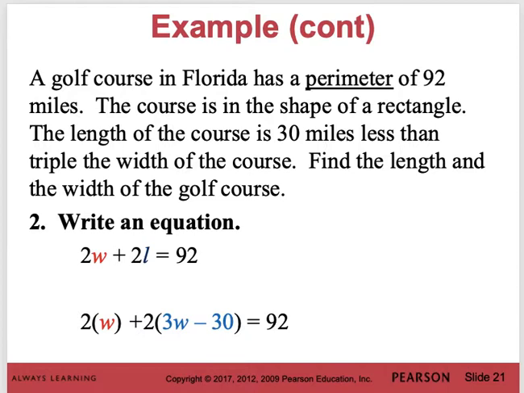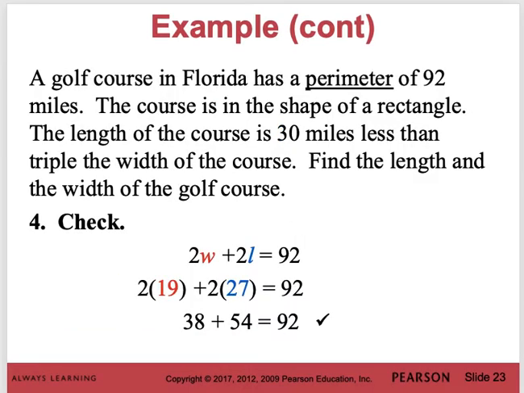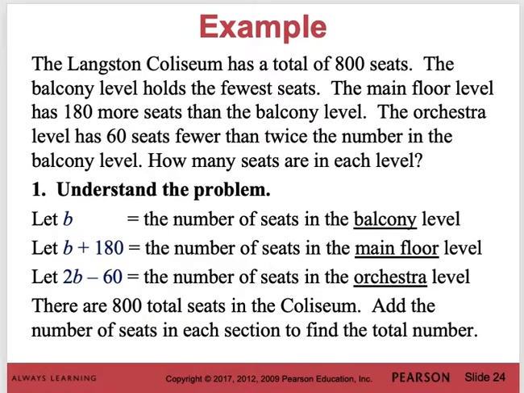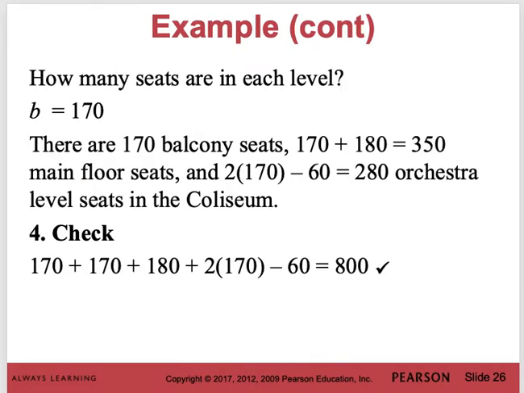I can substitute what we know for L: 3W minus 30. I can solve for W to get 19 and check my work to find the length. I can put both of those values in to check my solution. Again, one more example of how we can break apart a problem by representing a variable to understand the problem, write an equation, solve, and check our work.